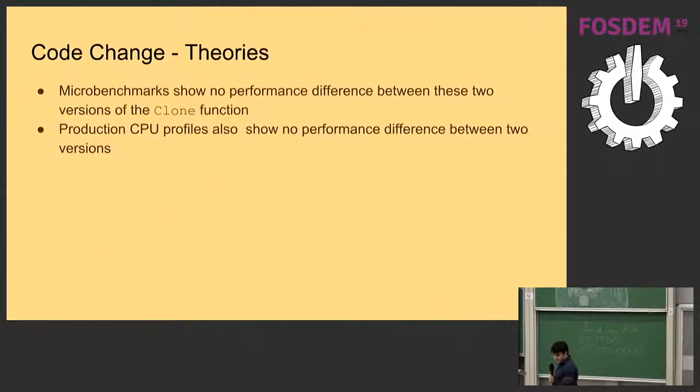So we were trying to figure out what was going on. We ran a bunch of microbenchmarks that showed no performance difference between these two versions of the clone function. Sometimes microbenchmarks lie, so we took flame graphs of both services running in production. And again, it looked like the service was spending the same amount of time in both versions of the code, so we were really confused.